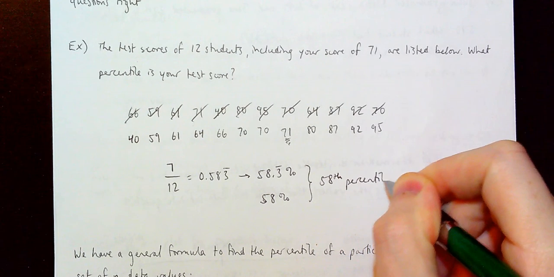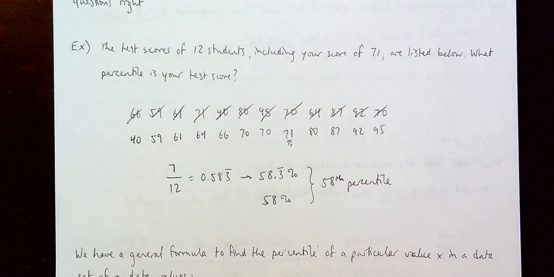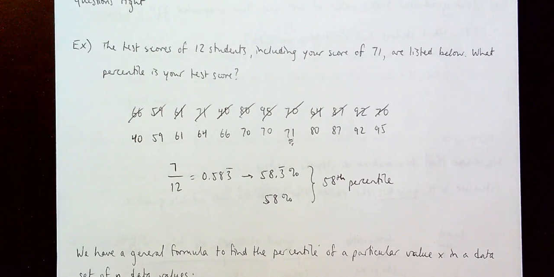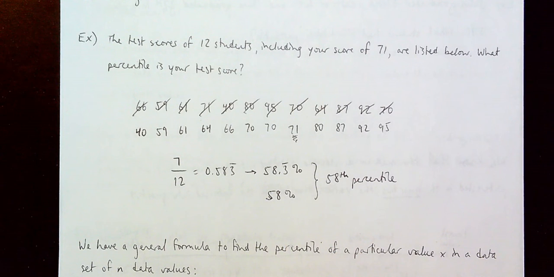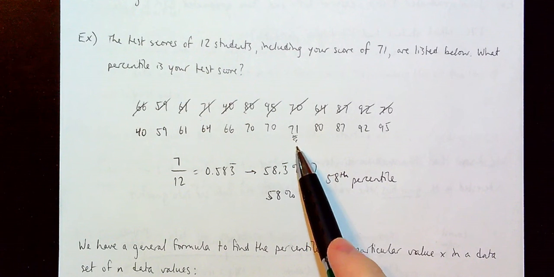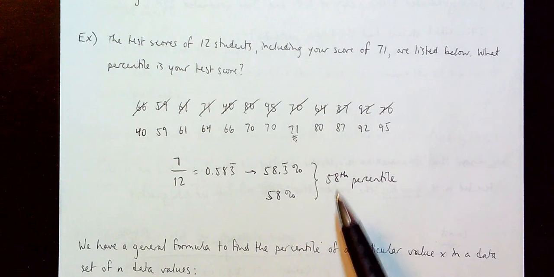So 58th percentile. And again, this means that you scored better than, technically, 58.33333% of all the people who had taken the test. So this is one more case where your raw test score is actually higher than the percentile that you got.